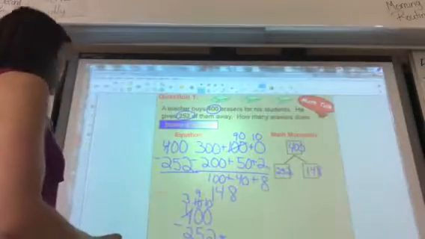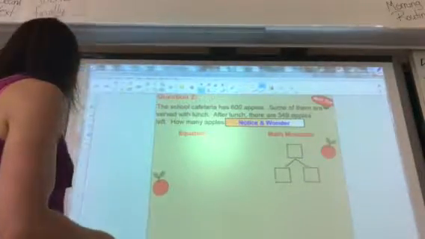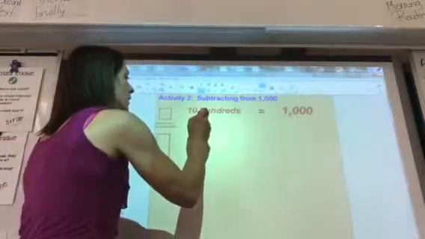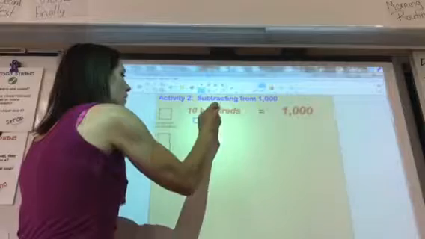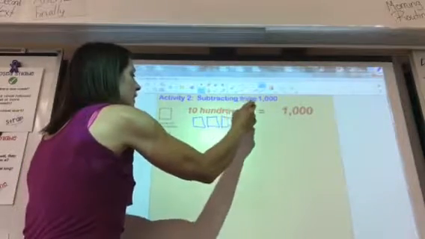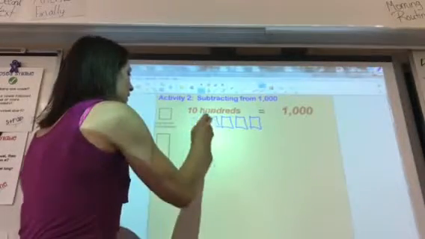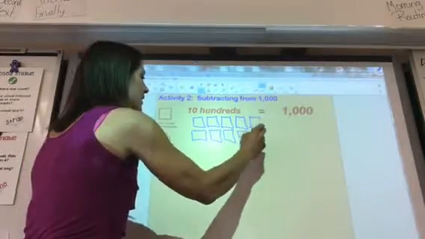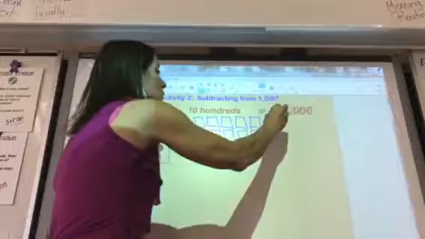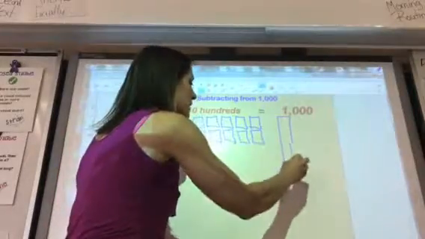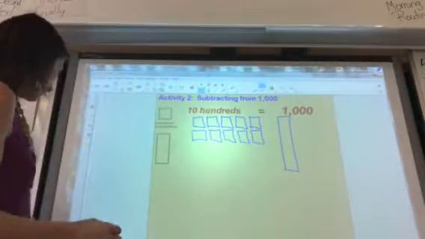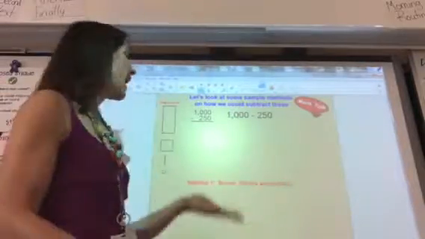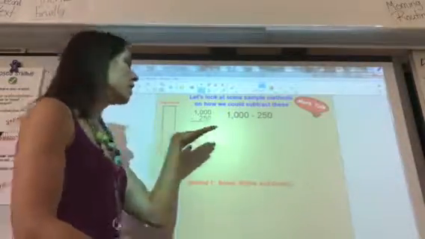Now I can also do this from 1,000. 1,000 is equal to 10 hundreds. 1, 2, 3, 4, 5, 6, 7, 8, 9, 10. That's 10 hundreds. We represent this with a 1,000 bar. If I'm subtracting from 1,000, I do the same thing. I just go over one more.